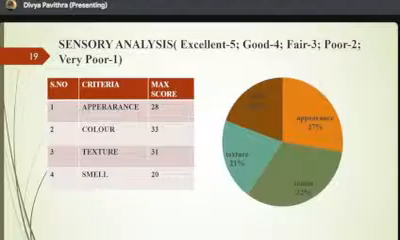Also, we did a sensory evaluation study for appearance, color, texture, and smell, where we get a maximum score of 28, 33, 31, and 20 for the overall, which we have done for 20 members in and around our college. And this is the pie chart we have done.